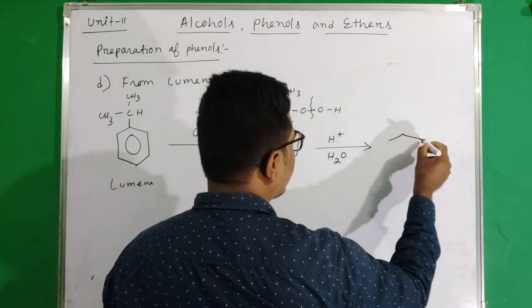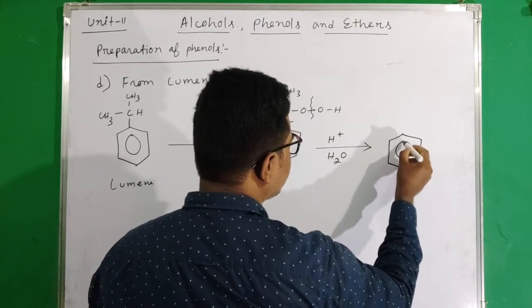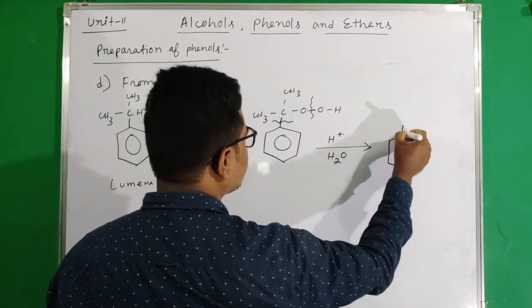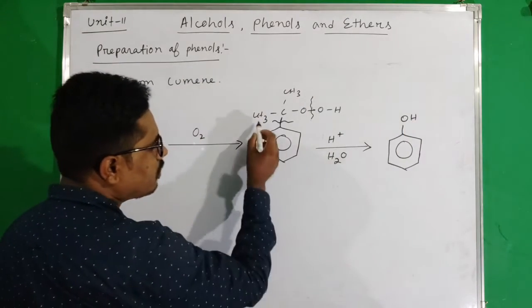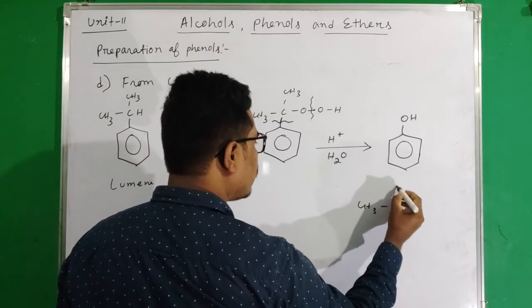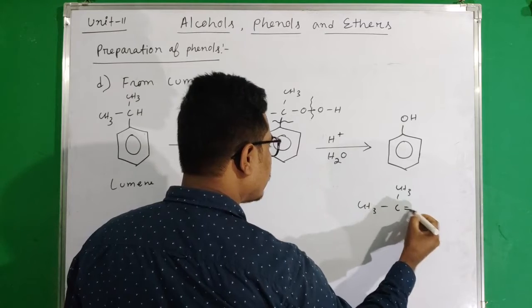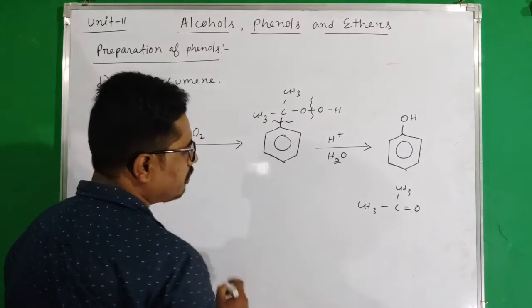And then after breaking the bonds, the OH will attach to the benzene ring, and CH3 C again CH3 double bond O. That means here one double bond will form.